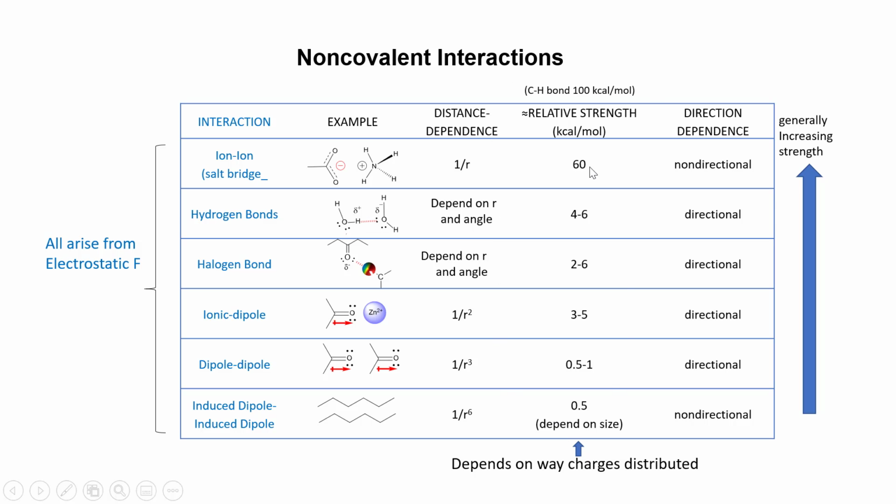This column of relative strengths shows the energy of interaction for these different noncovalent interactions. This energy for each of these has its own dependency on r. For example, the energy for the dipole-dipole interaction is proportional to 1 over r cubed. The energy for the weakest noncovalent interaction, the induced dipole attraction, is proportional to 1 over r to the 6th. So as r increases, the energy of stabilization quickly falls off.